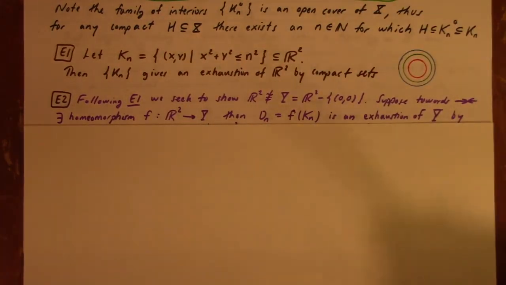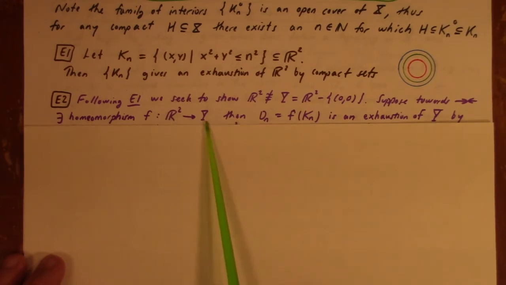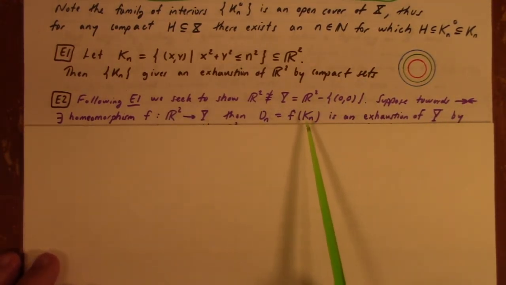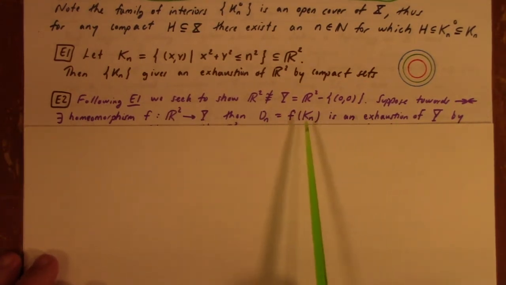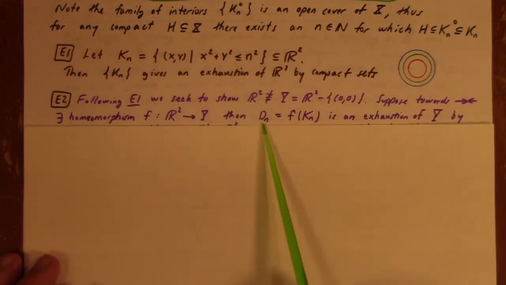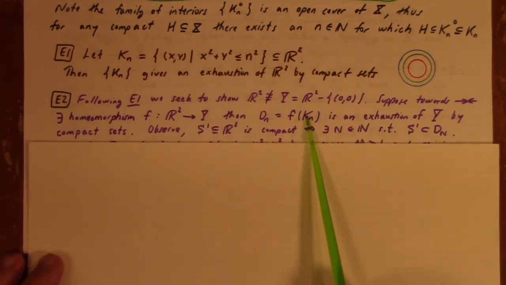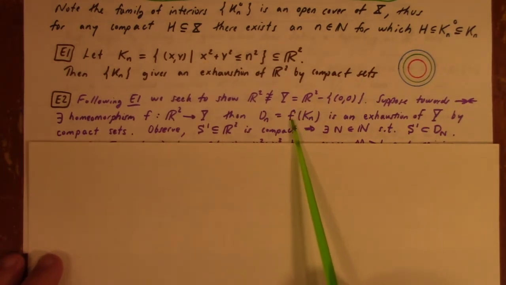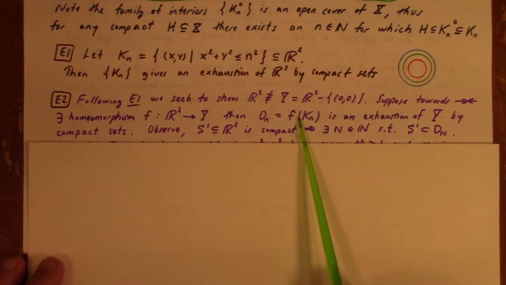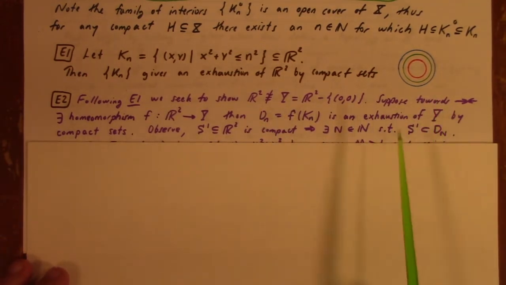Anyway, suppose for contradiction that there exists a homeomorphism, that is, a continuous bijection with continuous inverse, from the plane to the punctured plane. Then, of course, we have an exhaustion of the plane, and we can map that exhaustion through this homeomorphism to the punctured plane, right? So we define D_n to be the image of K_n, and because f is a homeomorphism, it maps compact to compact, and so D_n is compact. Of course it covers everything, and it's got the right nesting, because the nesting property of the original exhaustion is transferred through by the homeomorphism as well. I haven't written that all out in detail, but you can check on that. So anyway, D_n is an exhaustion of the punctured plane by compact sets.